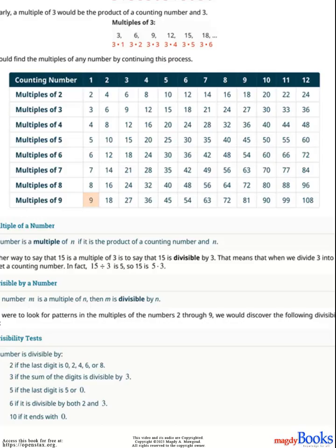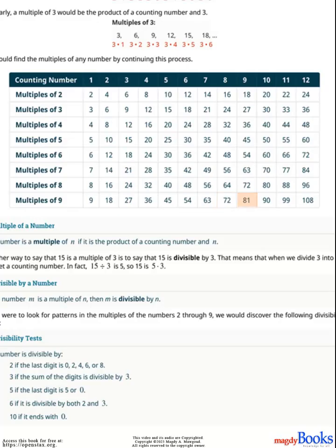Multiples of 9: 1 times 9 equals 9, 2 times 9 equals 18, 3 times 9 equals 27, 4 times 9 equals 36, 5 times 9 equals 45, 6 times 9 equals 54, 7 times 9 equals 63, 8 times 9 equals 72.